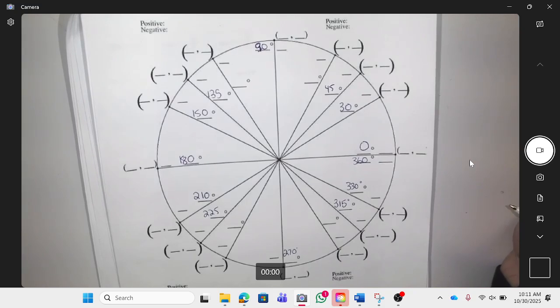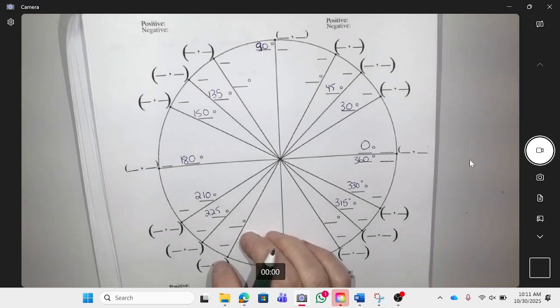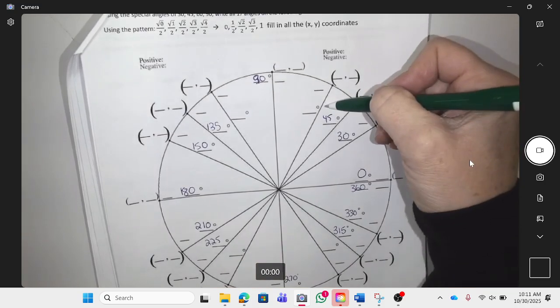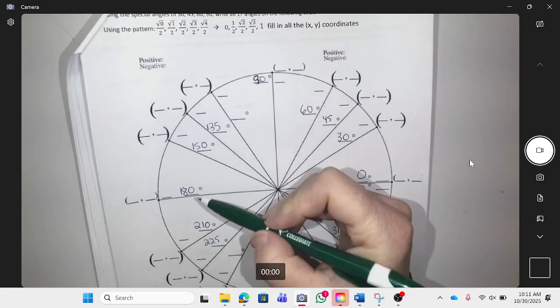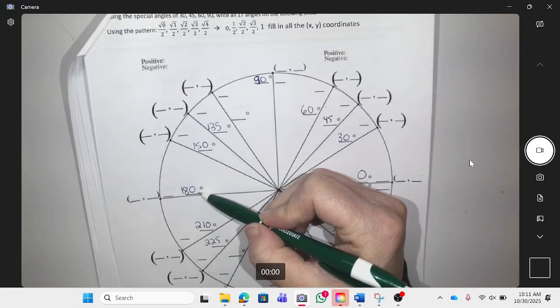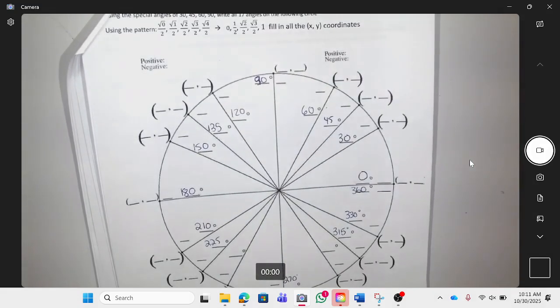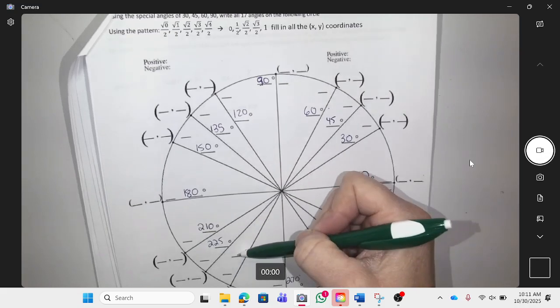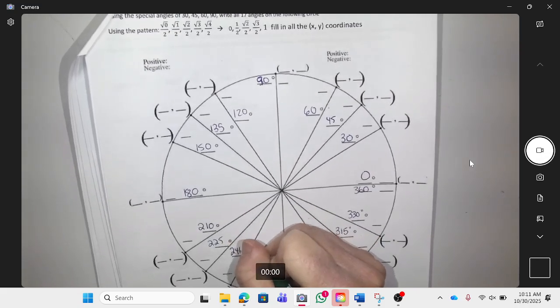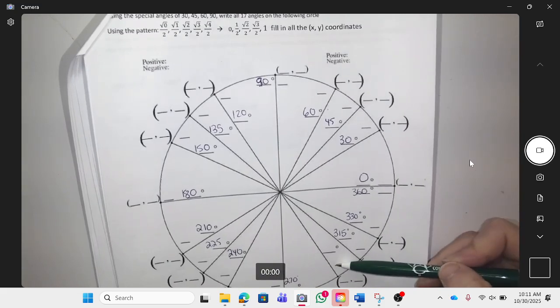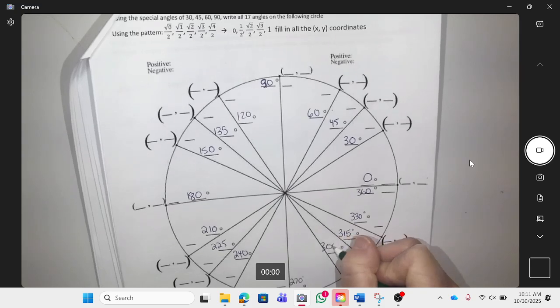Good? Okay, so now 60 degrees is another important one. So if I'm 60 degrees connected to this x-axis, 60. 60 less than 180, 120. 60 more, 240. 60 less than 360, 300.